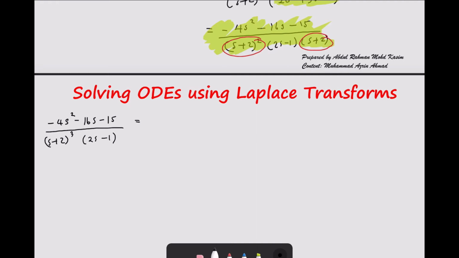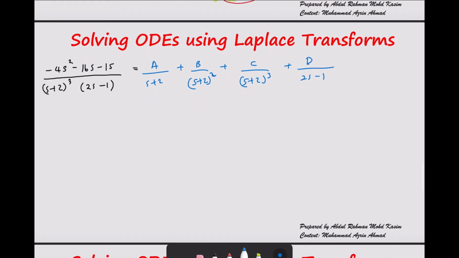So since you already know you have the simplest form of the partial fraction, now you can convert it in terms of partial fraction form, algebraic one. So what you will have is, because it is a repeated linear factor, you will have A over s plus 2, and then B over s plus 2 squared, and then C over s plus 2 cubed, and then finally you will have D over 2s minus 1.